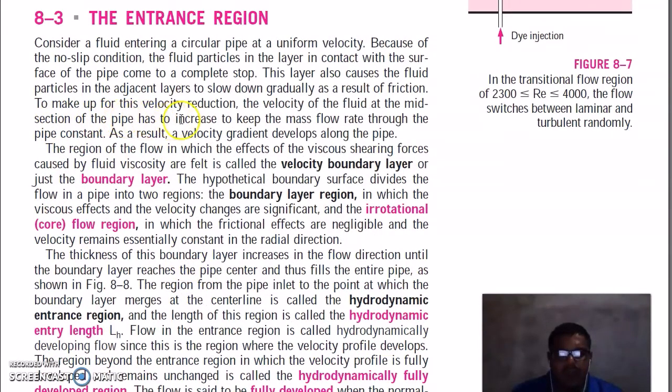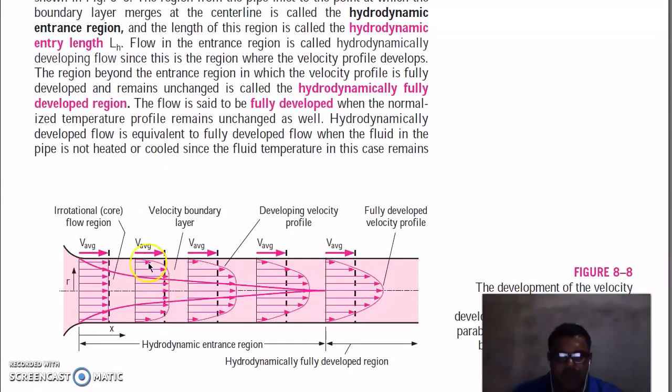To make up for this velocity reduction, the velocity of the fluid at the midsection of the pipe has to increase to keep the mass flow through the pipe constant. As a result, a velocity gradient develops along the pipe. Because the fluid velocity here is less, and to keep the mass flow the same, the fluid velocity will start to increase at this portion. You can see at the center the fluid velocity is more as compared to this location, and your velocity profile starts to form.